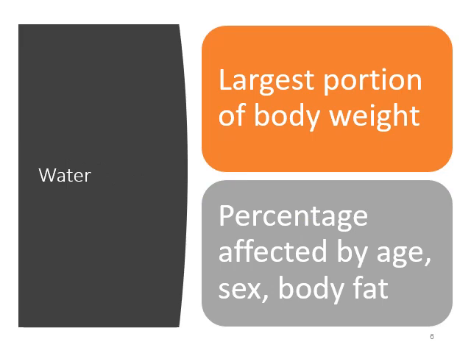So as I was saying, water is the largest portion of body weight, and it's affected by age. The elderly have less water, so their skin turgor is poor. They're usually more on the dehydrated side. Sex, females tend to have more water. And as I said, obese body fat contains less water.